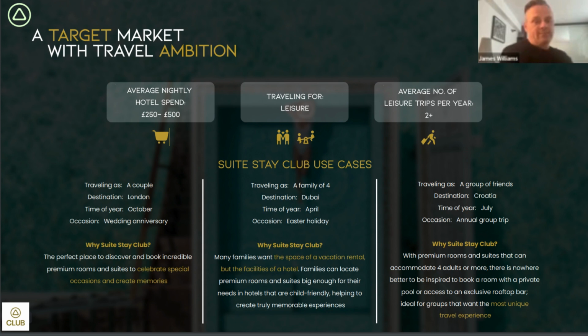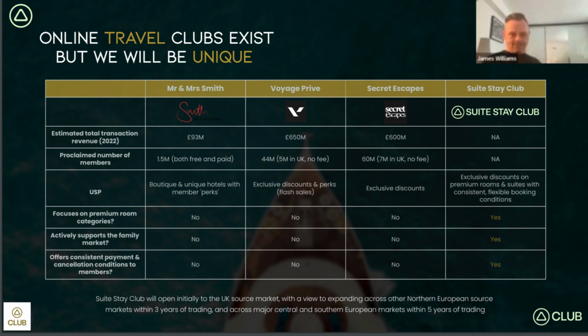Now, Bernard, my co-founder, this particularly hits home for him. He's got 2 young children, and it's a challenge to be able to find room inventory that showcases what you're actually getting for your money, whether that be in terms of size, layout, or the ability to visualize it. It's a challenge, particularly for families. And that's just one of the use cases that we've identified as an opportunity for Sweet Stay Club. But don't get me wrong, the appeal is broad. Anybody who travels for leisure that wants the best experience possible for the amount that they're prepared to pay. Next slide, please.